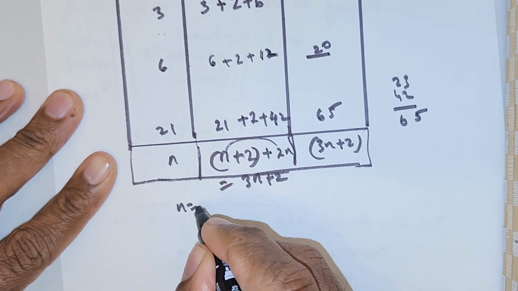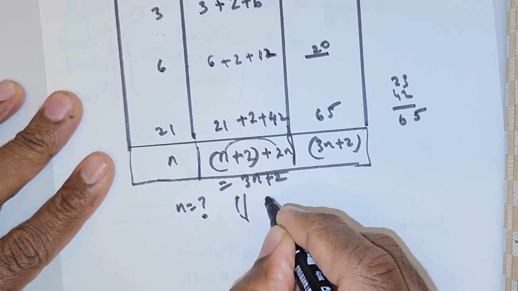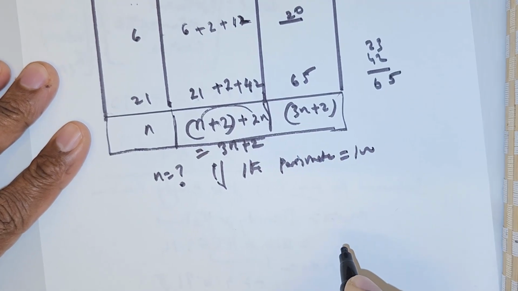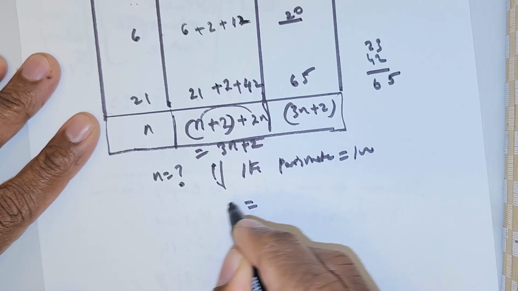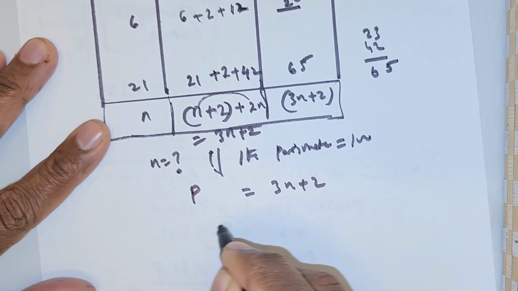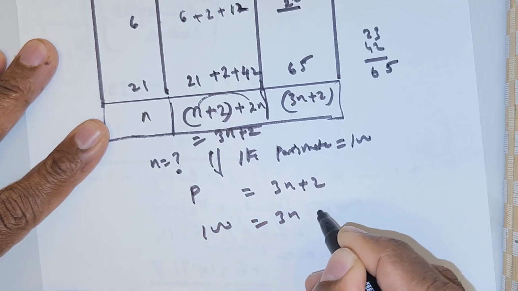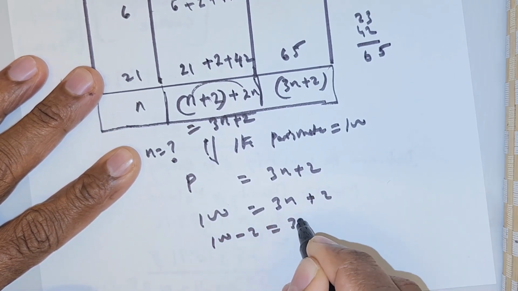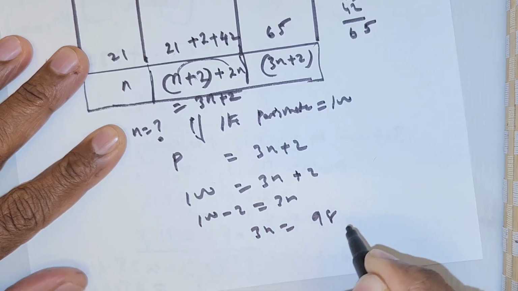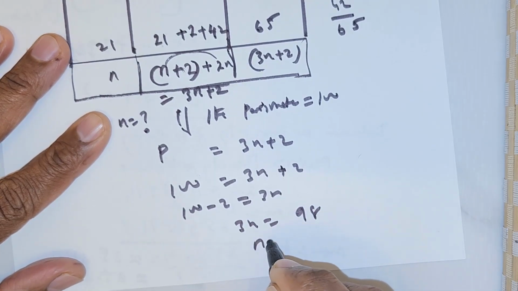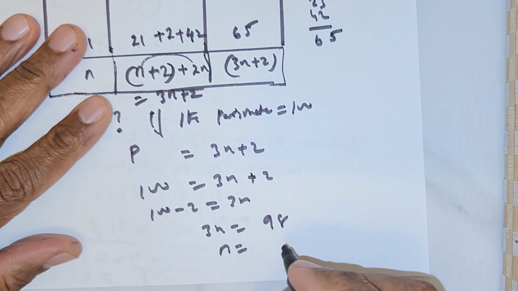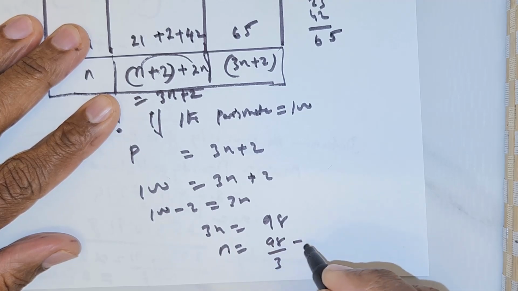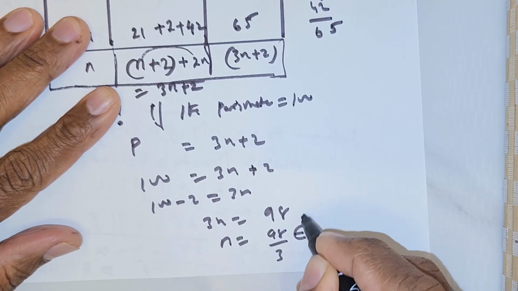Okay, now next we are asked to find n if the perimeter is equal to 100. So we know perimeter P is given as 3n plus 2, and the perimeter value is 100. We have to find the value of n. So 100 minus 2 is equal to 3n. So 3n is equal to 98, and we need to get the value of n. So this means 98 divided by 3. Now this is not a whole number. Okay, 98 over 3 is not a whole number.